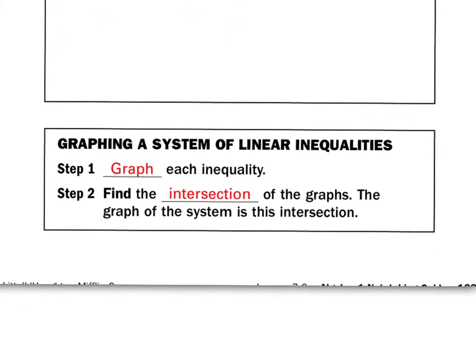To graph a system of linear inequalities, the first step is to graph each inequality, keeping in mind whether the line is dashed or solid and the shading of that line. The second step is to find the intersection of the graph. When we graph a linear inequality, we shade, therefore the overlap is the shading that overlaps.